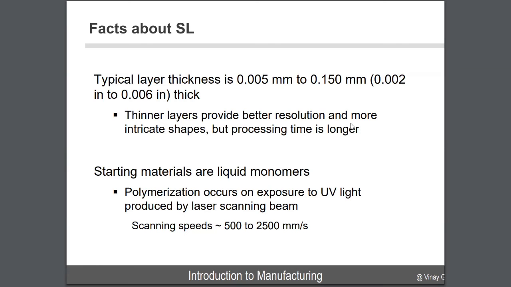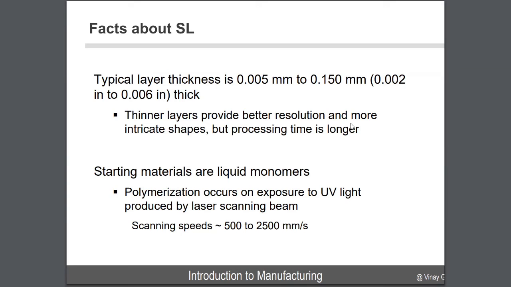the part. In these cases, like I said before, the starting material tends to be liquid monomer. And how you accomplish the polymerization process is to expose it to UV light that's produced by that laser that we talked about.